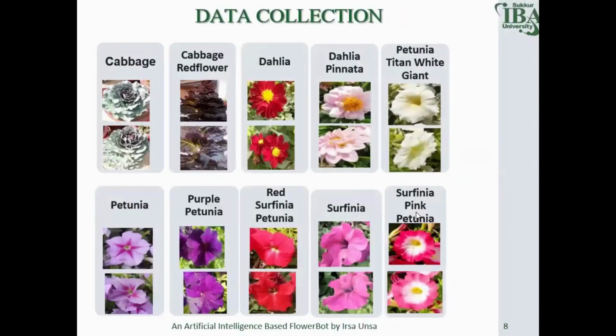So the 10 different species of flowers that we have collected include the cabbage, petunia, cabbage red flower, purple petunia, dahlia, red Serfinia petunia, dahlia pinnata, Serfonia, petunia titan white giant, and Serfonia pink petunia.